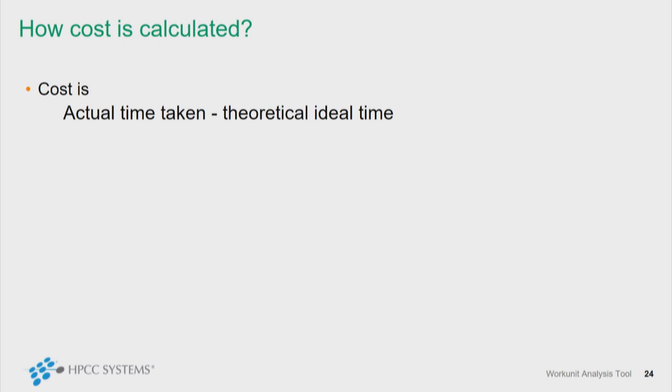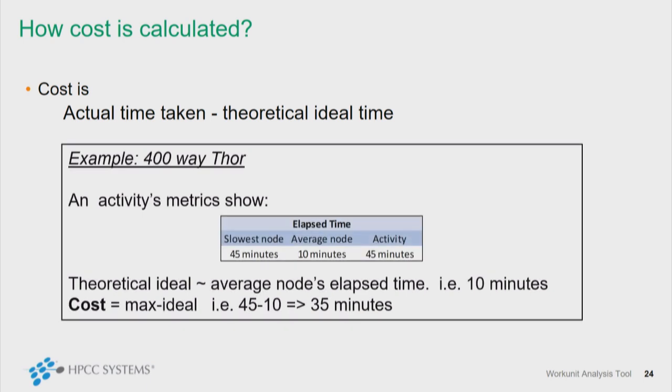So how's the cost calculated? We determine the cost to be the actual time taken minus the theoretical ideal time. So the theoretical ideal time is difficult to determine, but we've got a rough calculation now, which is made like this. It looks at the average execution time and determines that to be the theoretical ideal. That's good enough for now, and we'll keep improving that.